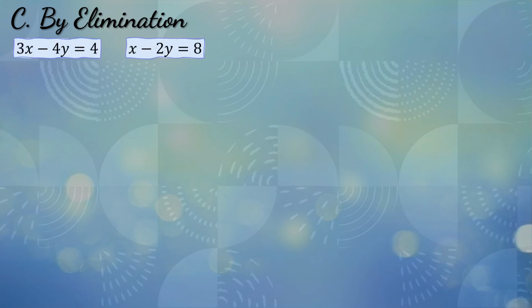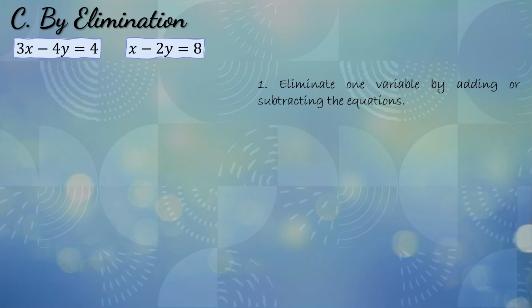Let's have another example for solving systems of linear equation by elimination. So we have the equations 3x minus 4y equals 4 and x minus 2y equals 8. Again, the first step is to eliminate one variable by adding or subtracting the equations. Let us rewrite the two given equations.